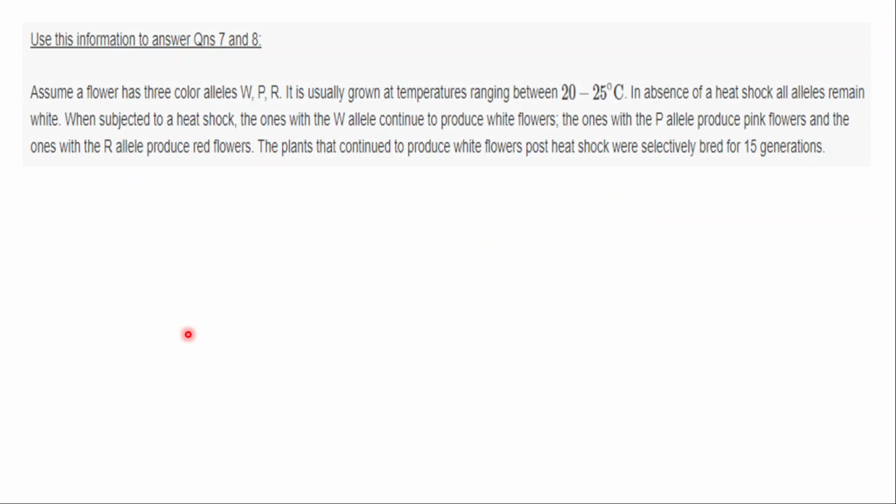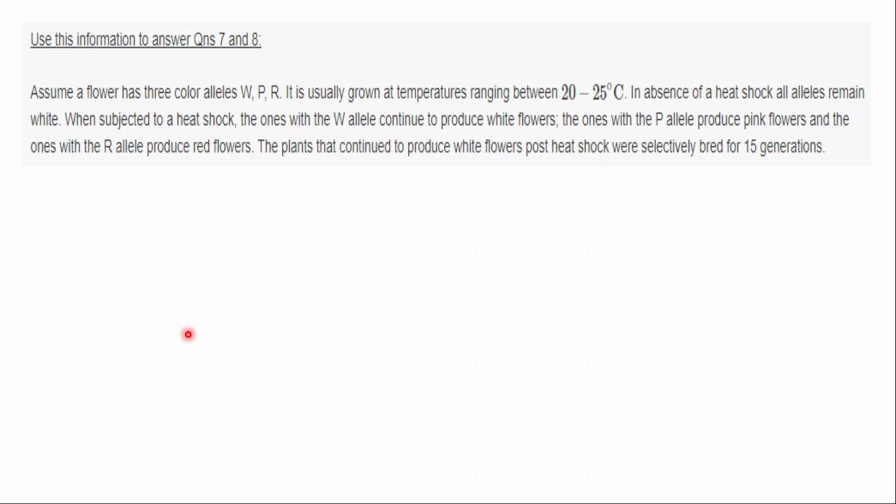Okay, quickly moving on to the 7th question and 8th question. So this is a question where the statement is given above. Using this information we will solve question 7 and question 8. Assume that a flower has three color alleles W, P and R. It is usually grown at temperatures ranging between 20 to 25 degrees Celsius. Okay, there is a flower which has three color alleles W, P and R, usually grown at temperature 20 to 25.